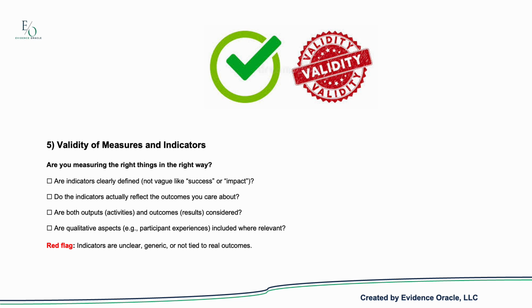AI often uses generic indicators like success or impact without defining them. What do you mean by success? Are people that go through your program or that are impacted by your policy more healthy, more likely to be employed, have higher graduation rates, less likely to recidivate? What is actually success? What is the specific impact that you're looking for?